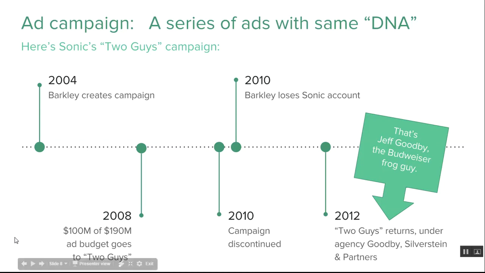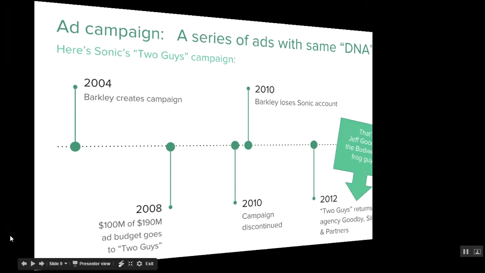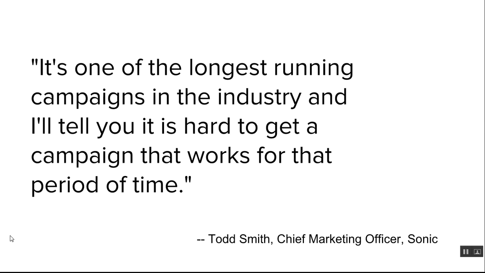He's one of the many reasons I start focusing on this campaign. This is a quote from Todd Smith, who's Chief Marketing Officer at Sonic. He's right to call this campaign one of the longest running ad campaigns in the industry. Most campaigns only last a few months.